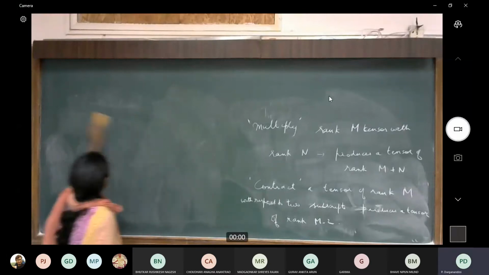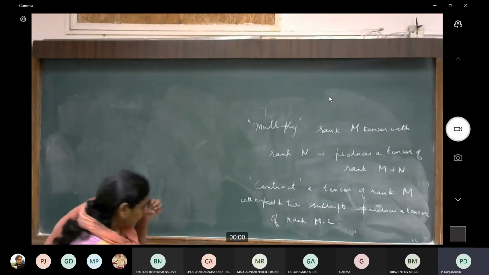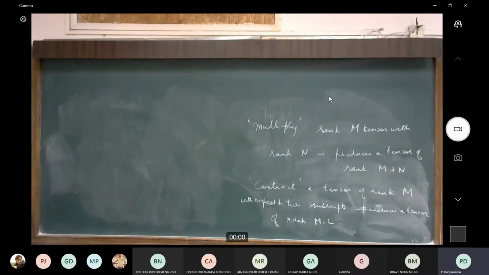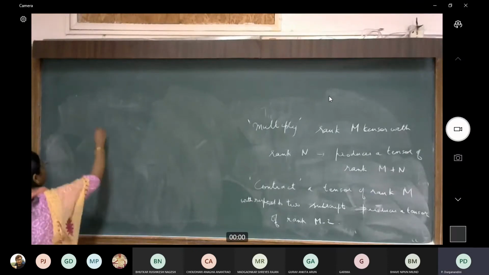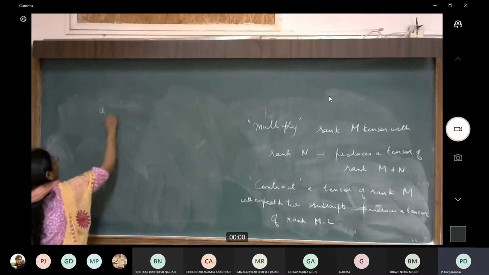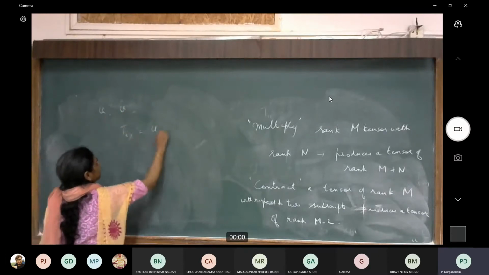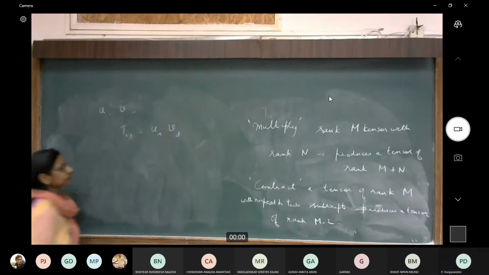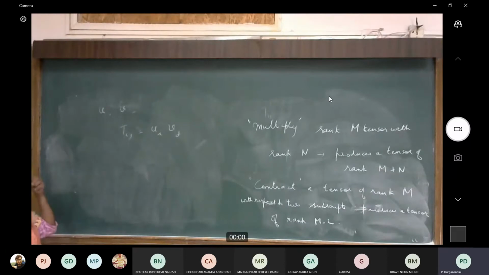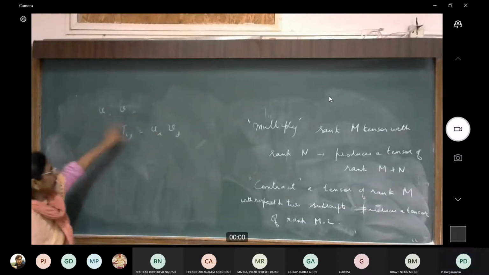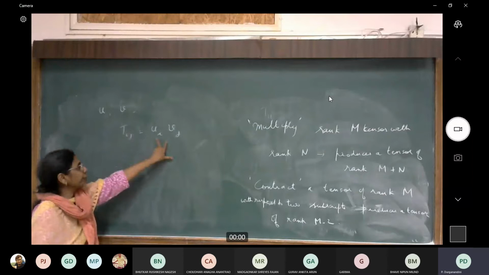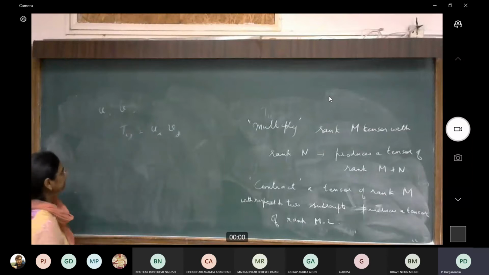And I'll just show you another nice, neat way of thinking of contraction. See, we already saw that if I have u and v as two vectors, then I can construct this object e_ij equal to u_i v_j. This is nothing but the outer product of two vectors.